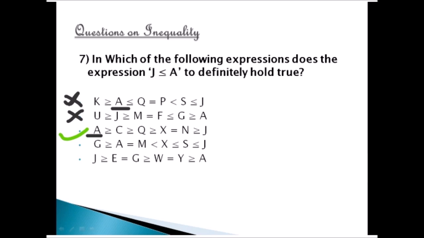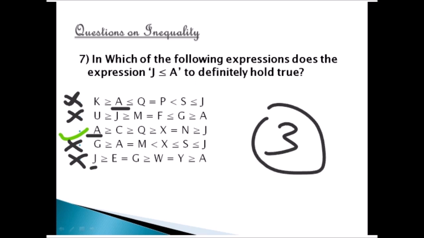In the fourth, I can move from A to M, and then further I cannot move anywhere. So the fourth one is false. Here also there is no outgoing from A, and also there is no incoming towards J. So this conclusion is also false. So my answer is option number 3. Option number 3 is true.